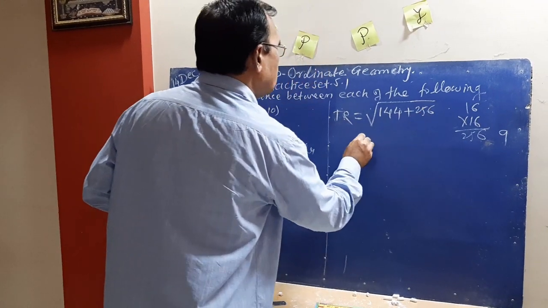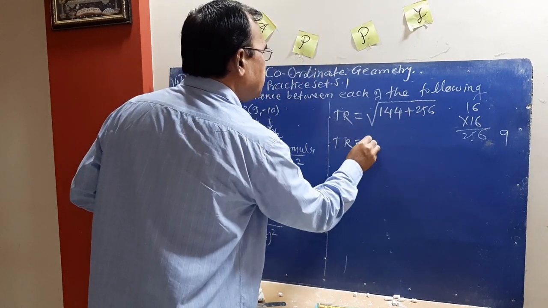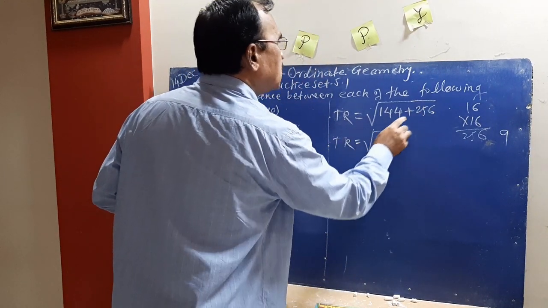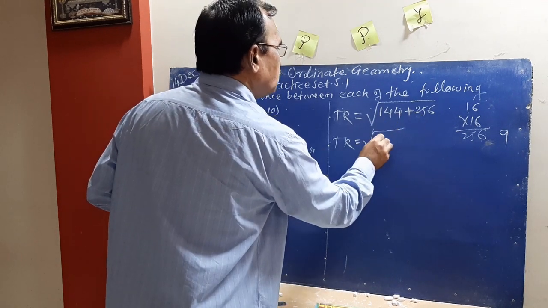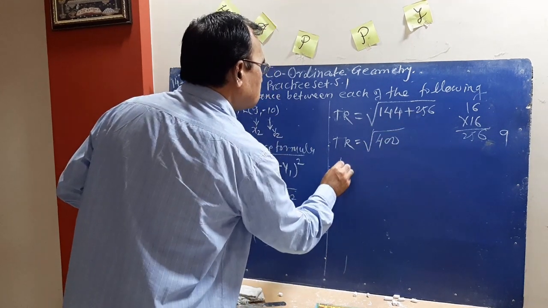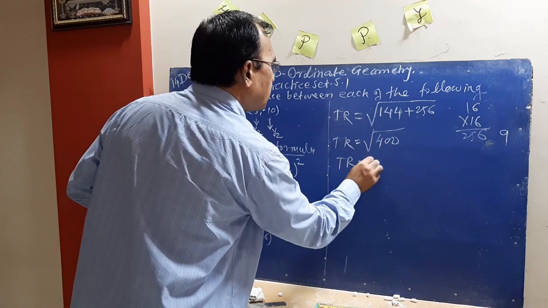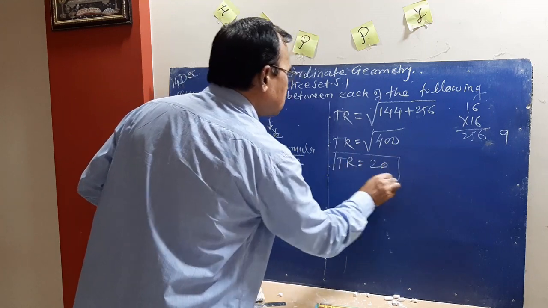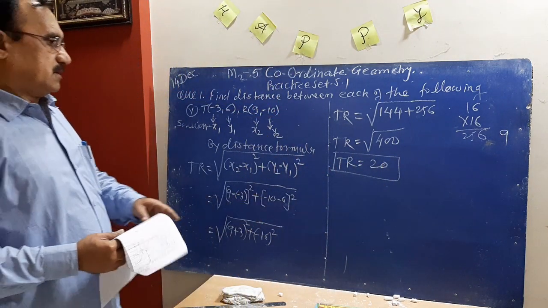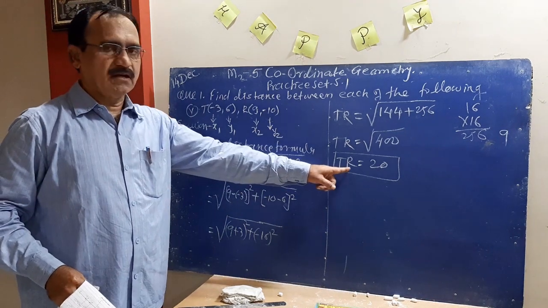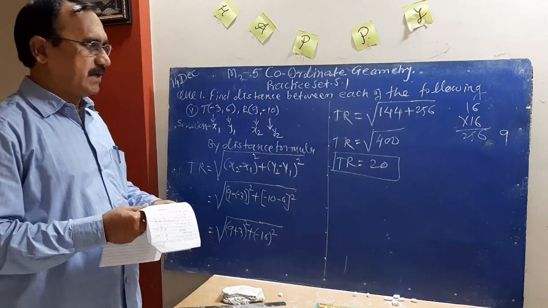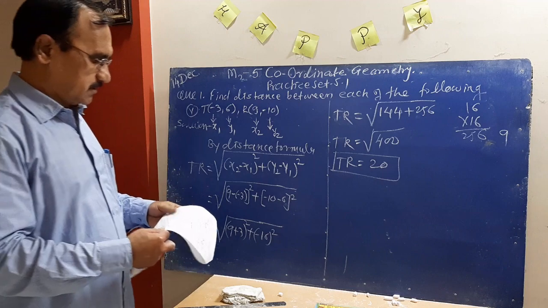256 is equal to TR under root 400, and root of 400 is 20. This is the distance between point T and R, that is TR is equal to 20, which is the required answer.